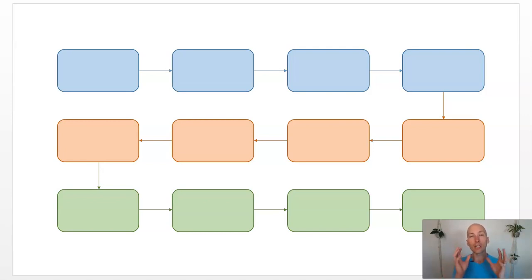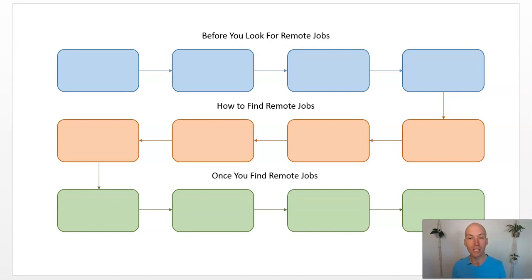Remember, you are creating a transformation. You need to get people from point A, where they are, to point B, where they want to be, as quickly as possible. So then we want to start naming out our modules. This was for a course that I created a long time ago on how to find remote jobs. So the first module was before you look for remote jobs, then how to find remote jobs, then once you find remote jobs. See how there's a progression there. It's getting from point A to point B.